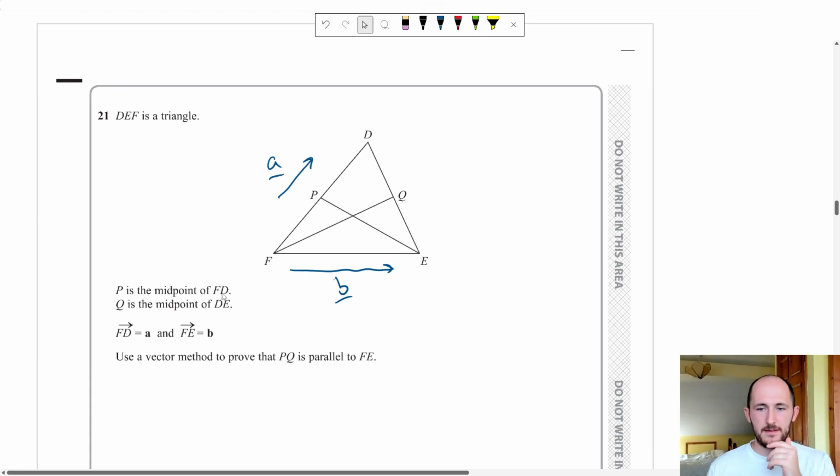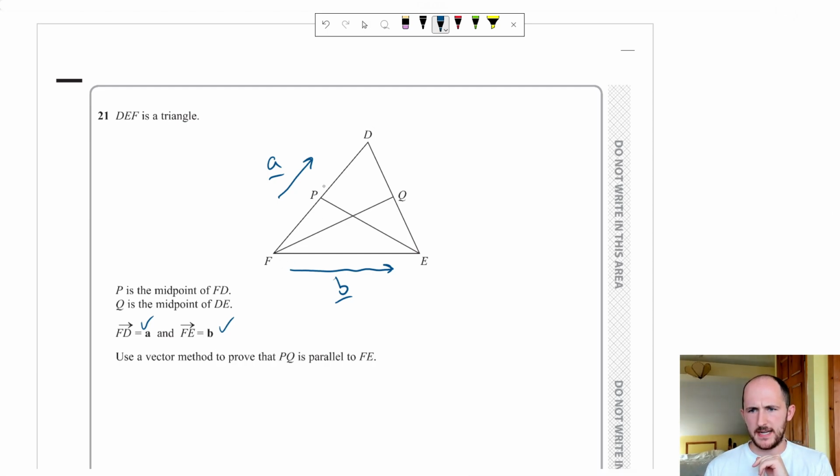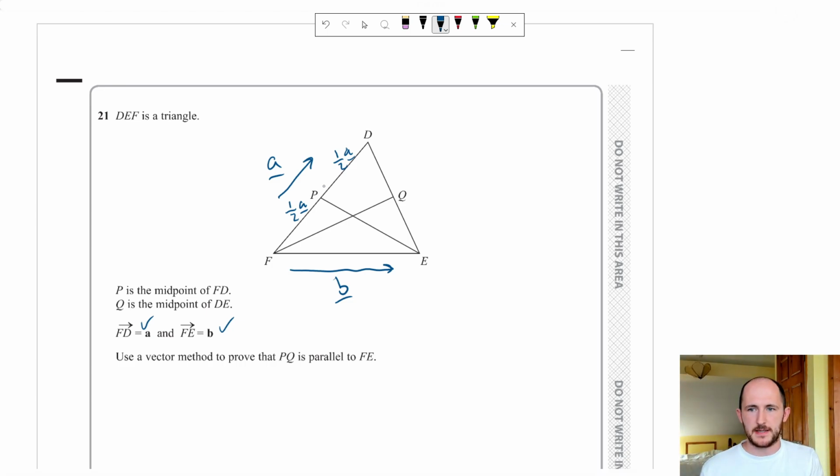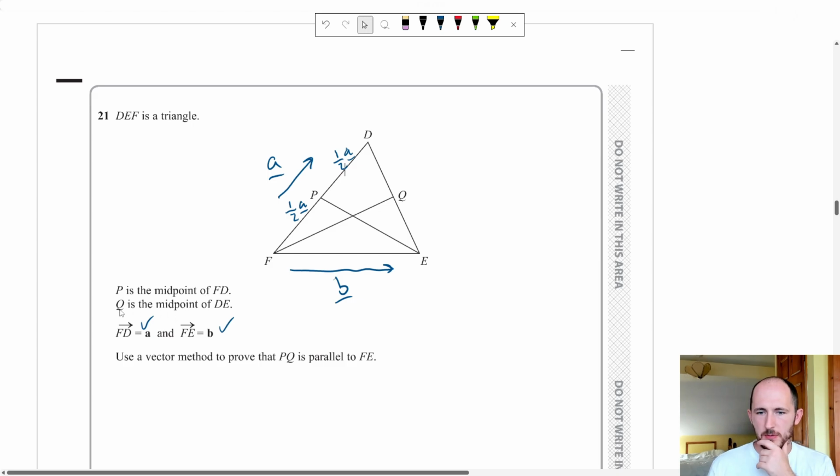And let's read some other information. So we've used both of this information. It says P is the midpoint of FD. So what that means is each part of this, so from F to P is a half a, and from P to D is a half a as well, because it's halfway between it, right? So if the full length was, let's say, 10 centimeters, each part would be 5 centimeters. Same thing here. And then we also have Q is the midpoint of DE, so again we can say that's a half and a half, but I don't know what the vector DE is, so I can't write anything else.